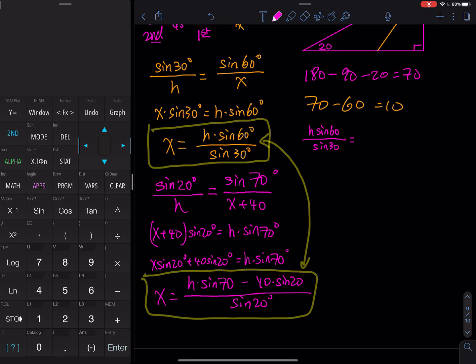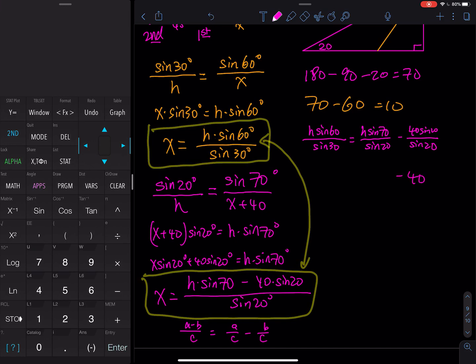Remember that. So let's say we have a minus b divided by c. That is the same as a divided by c minus b divided by c. So we can do h times sine of 70 divided by sine of 20 minus 40 times sine 20 divided by sine of 20. So this sine 20 and the sine 20 can be cancelled. So we only have a minus 40 left.